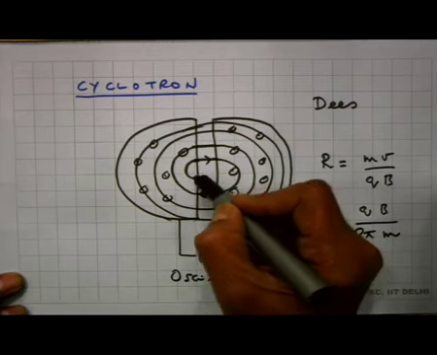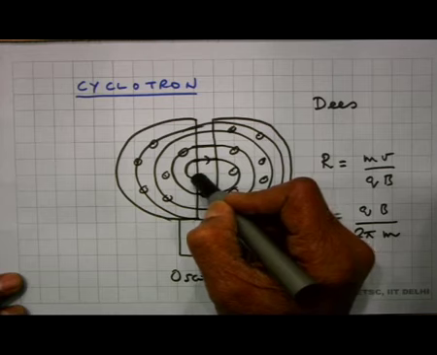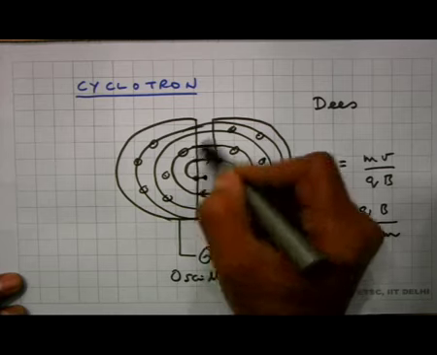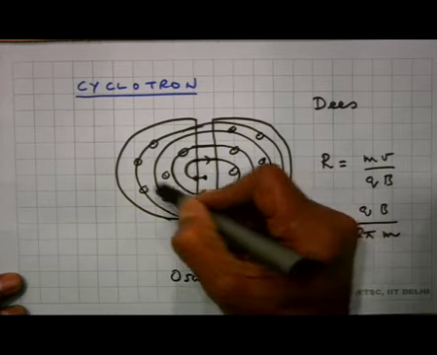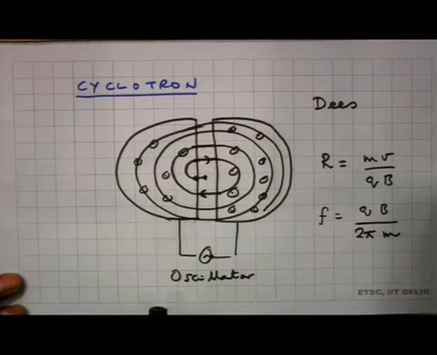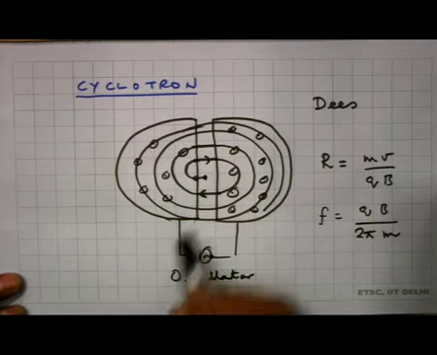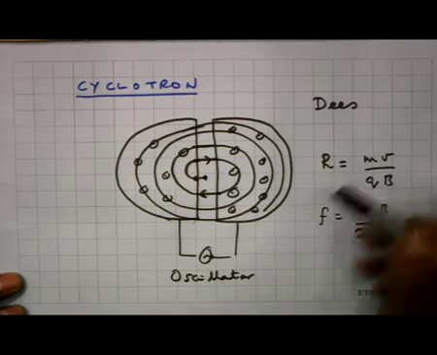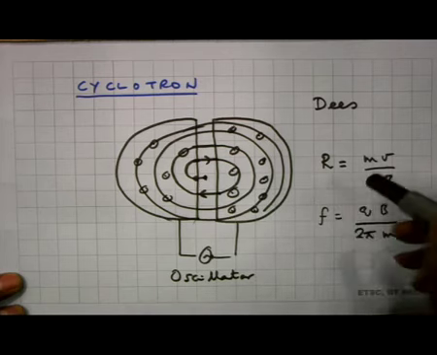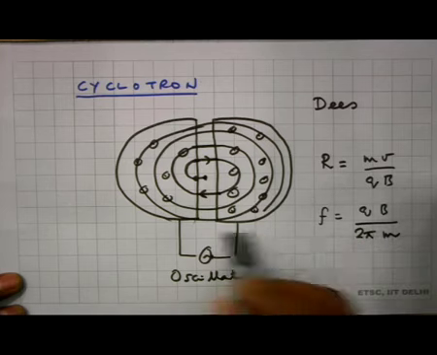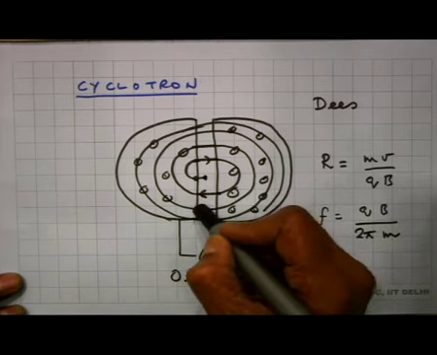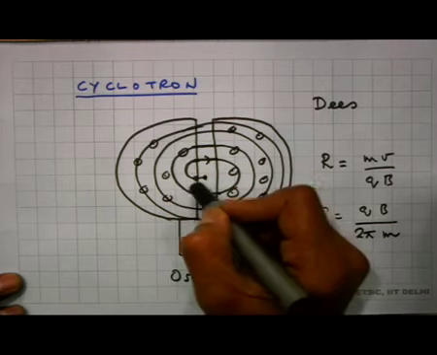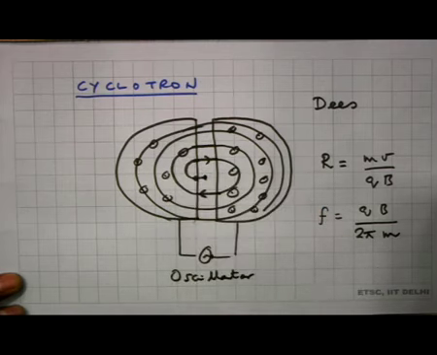So the particle will take the same time to come from here to here to the semicircle as it will take for this semicircle as it will take for this semicircle. All that is happening between the semicircles is the energy is increasing, velocity is increasing. As velocity increases, the radius increases. But because the frequency is independent of radius, the time taken for this particle to come from here to here is the same as the time taken for the particle to come from here to here.